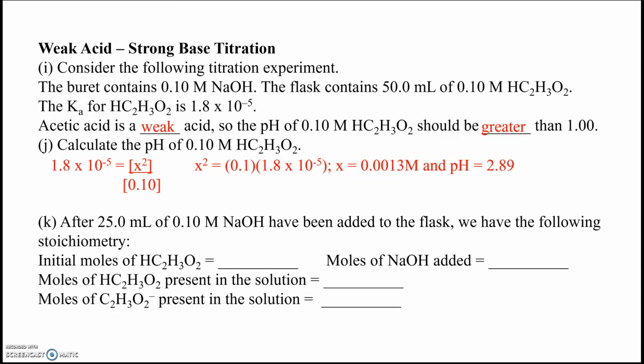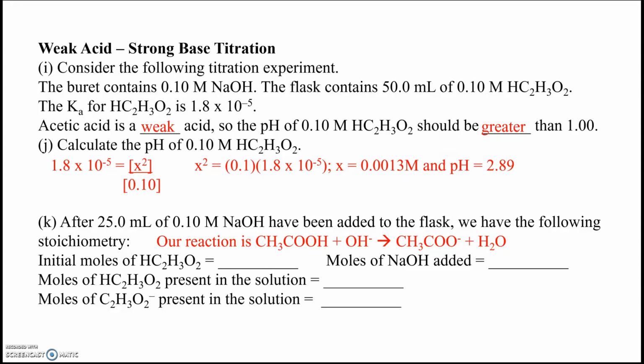After I get halfway to the equivalence point, 25 milliliters have been added to the flask, and I've got the following stoichiometry. But let's take a look at what reaction I'm doing. I'm adding hydroxide to a weak acid. So despite the fact that it's a weak acid, it's a strong base. And so this strong base is forcing a one-way reaction to produce this acetate ion and water.